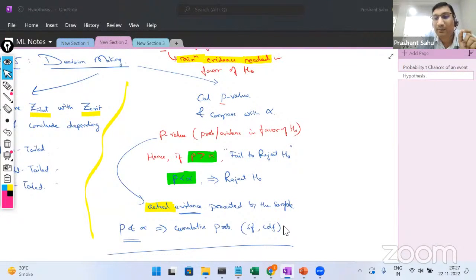Kindly explain sigma. Sigma was the population standard deviation. Mayur is asking the difference between one-tailed and two-tailed. So one-tailed test is what we are currently doing. Two-tailed test is about the equality. So the next problem will be a two-tailed test, and that will be clear from the next problem.